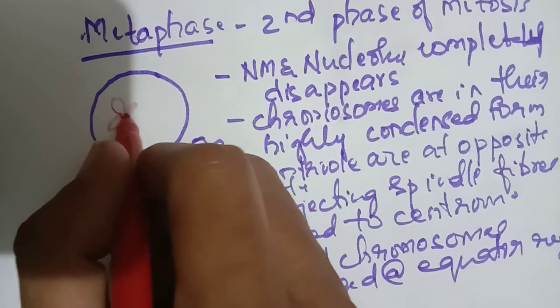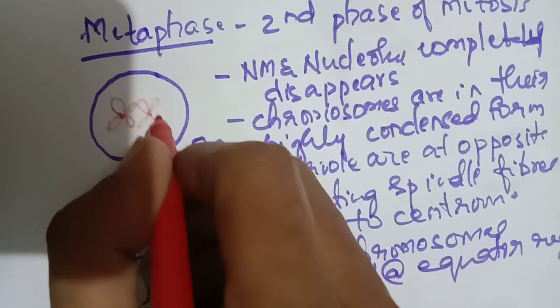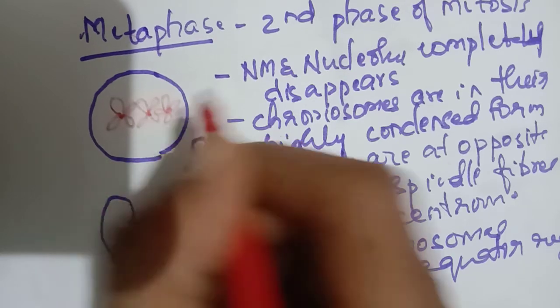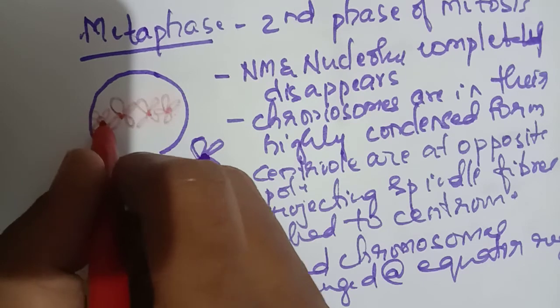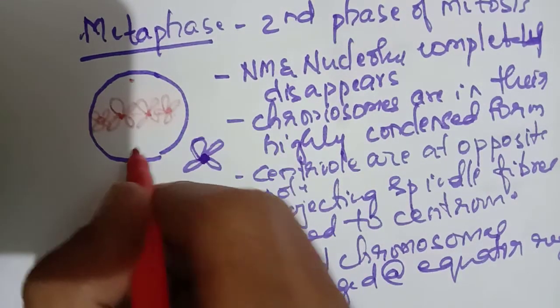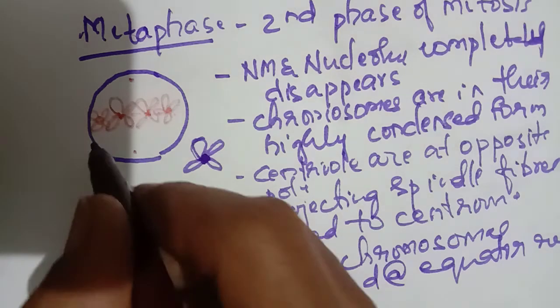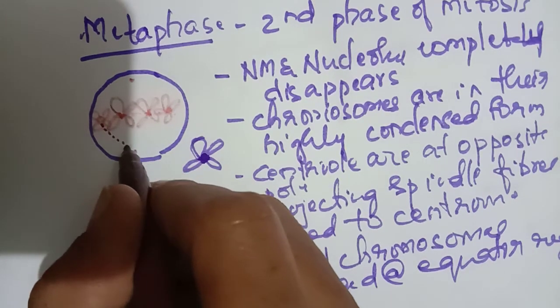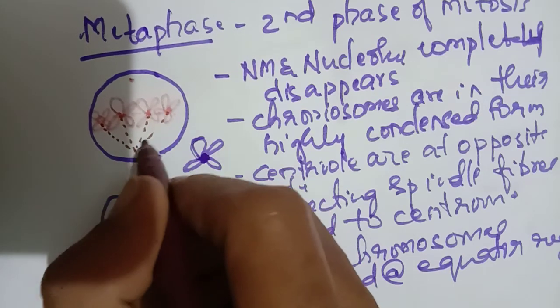They will be very thick, and then they will be arranged at the equator. Equator means they will form an imaginary central line over here, and they arrange like this, very thick. Okay, and the centrioles, which would have moved to the opposite poles, will start projecting the spindle fibers, and these spindle fibers will be attached to the centromere region.